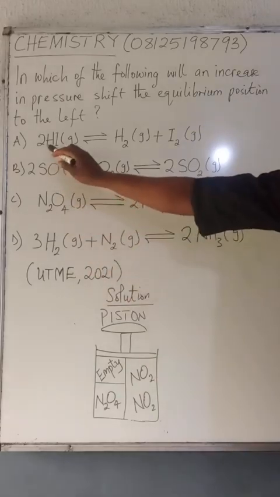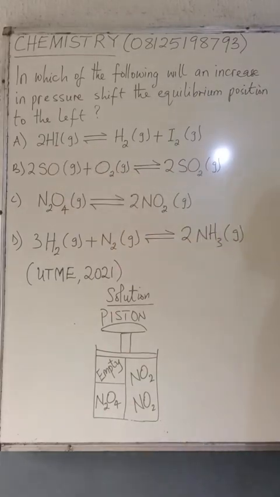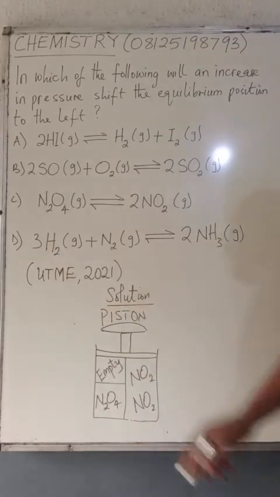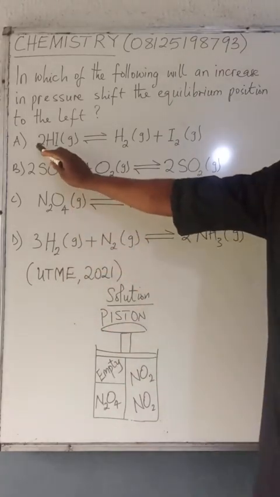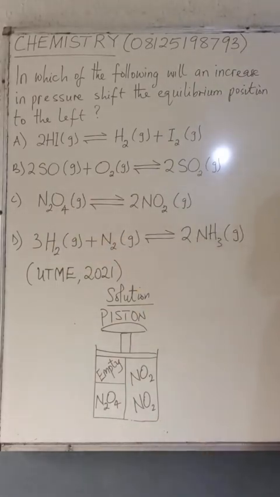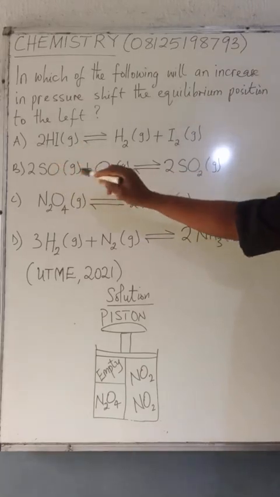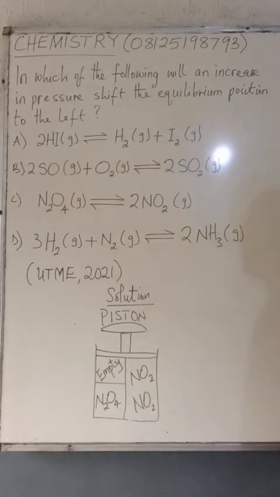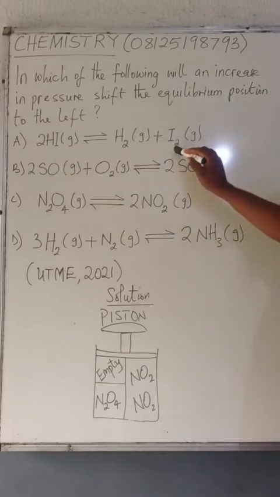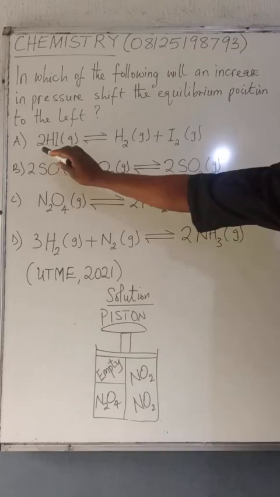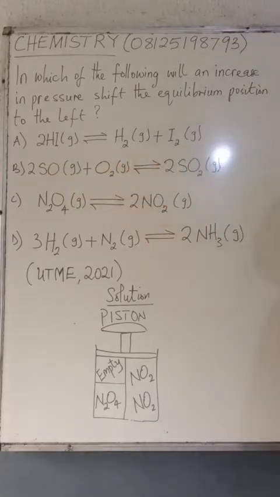Look at option A. We have hydrogen iodide. Hydrogen iodide, how many volumes? 2. This coefficient here implies 2 volumes. Hydrogen iodide is decomposed into hydrogen gas and iodine gas. The equation is balanced, as you can see.